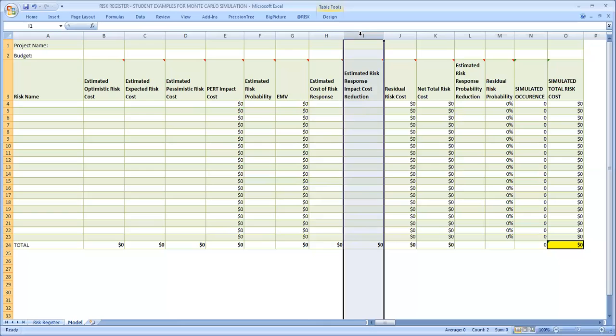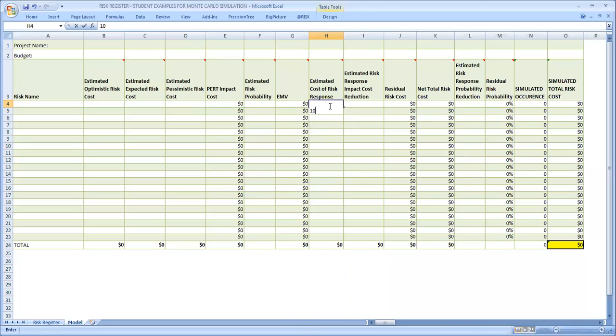In other words, what you estimate the risk response will reduce the cost of the risk by must be greater than the cost of the risk response itself. If the cost of the risk is reduced by less than what it would cost you as a project manager to respond to that risk, you should then not respond to the risk and simply allow the risk to occur. So for example, it would not make sense to add a risk response cost of $10,000 and then say that the cost impact reduction would be $5,000.